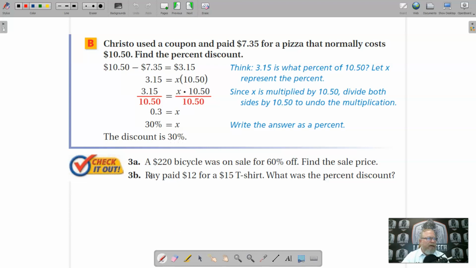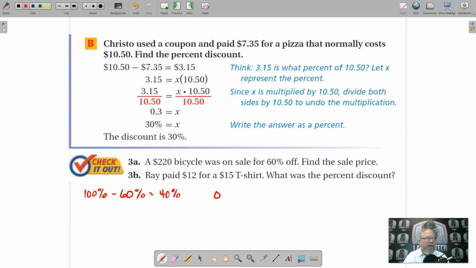Let's go ahead and do a couple examples here on 3A. A $220 bicycle was on sale for 60% off. Find the sale price. Well, instead of finding 60% of 220 and subtracting it from 220, let's realize that 100% minus 60% equals 40%. So on the bicycle, you're actually paying 40% of the original cost. So we want to know 40% of 220.